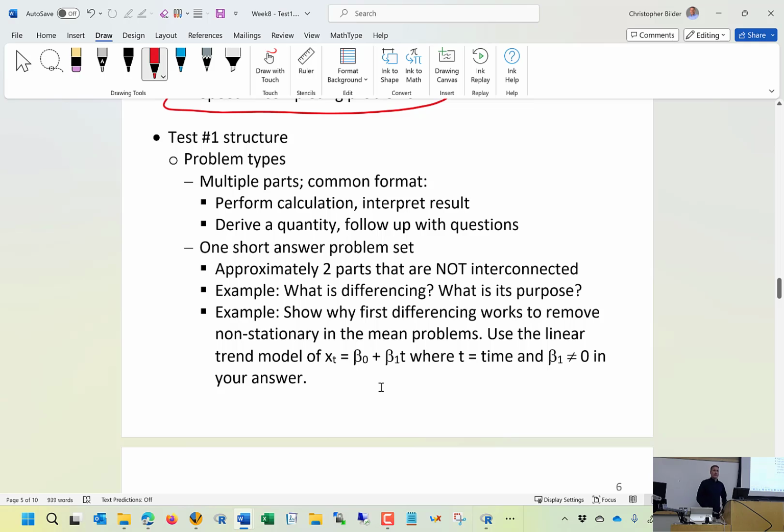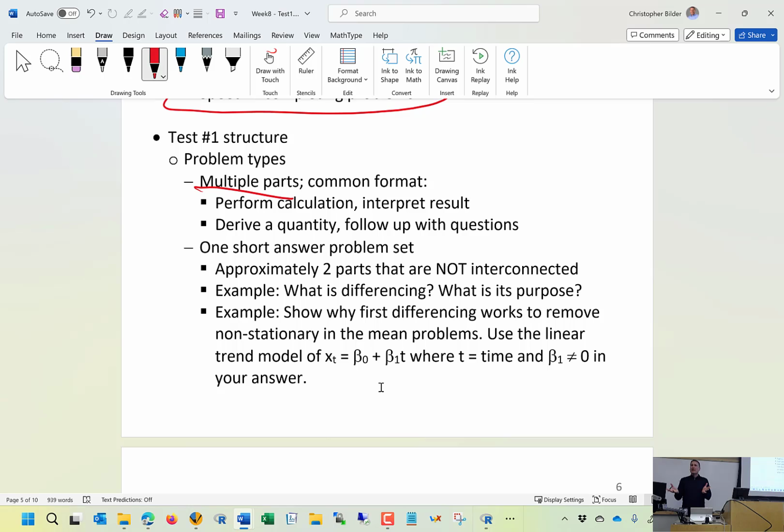So in terms of the problems, the problem types. If you've taken a test from me before, it's essentially the same format. But I do know that some of you have not taken a test from me in a previous class before, so let's talk about it. Most of the problems are going to be of the following format. There will be multiple parts. So let's say problem number 1 will have maybe parts A, B, C, D, and E, where these parts are somewhat interconnected in some way.